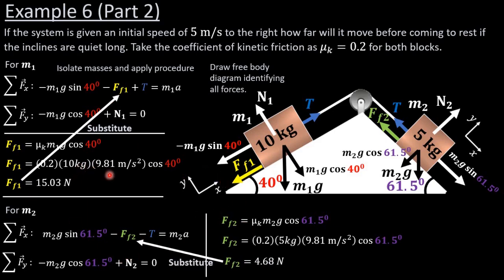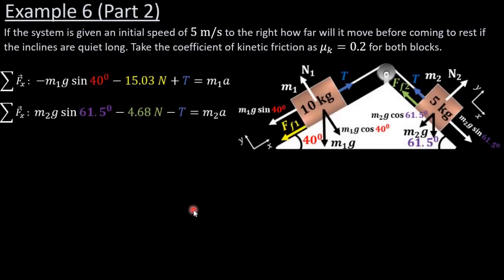Okay, so again, these two terms here, the sum of the forces in the y direction for mass 1 and the sum of the forces in the y direction for mass 2, we can't do that much with, because they don't contain any acceleration and they don't contain any tension terms, so we'll leave them. So after we've made these two substitutions, we'll be left with these two equations.